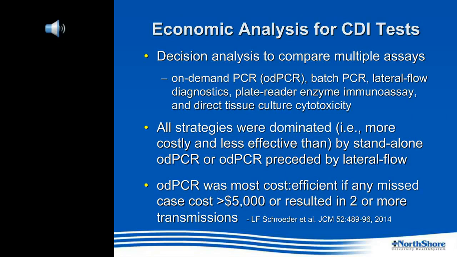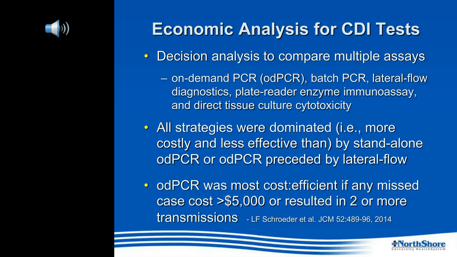Economic analyses have been done looking at this. This is the first large comprehensive study on this, by Schrader, published last year. And on-demand PCR was most efficient if the cases that you missed were costing more than $5,000, or they resulted in 2 or more transmissions.